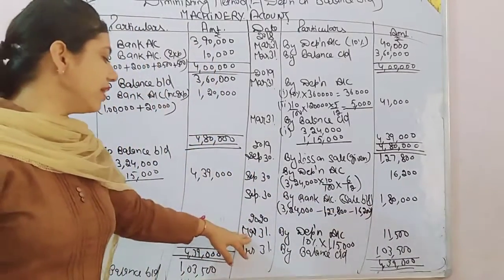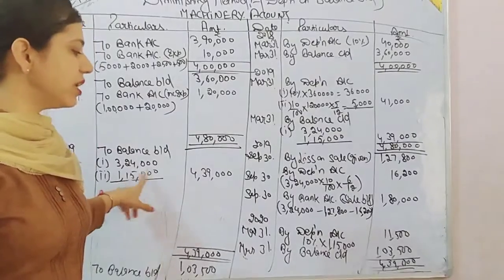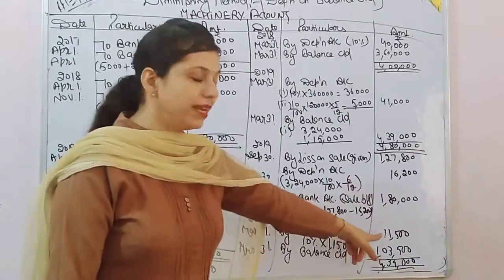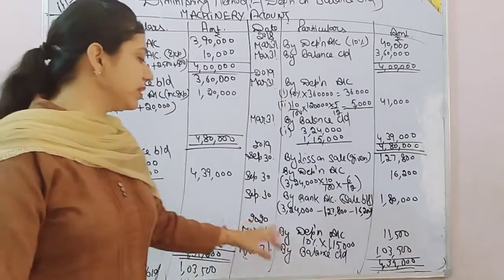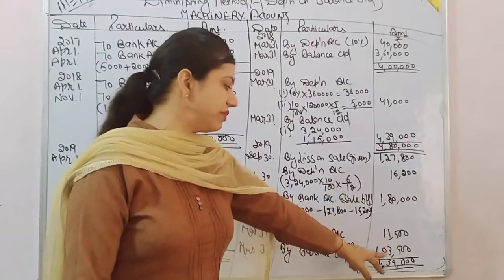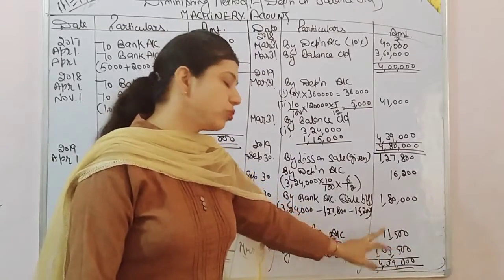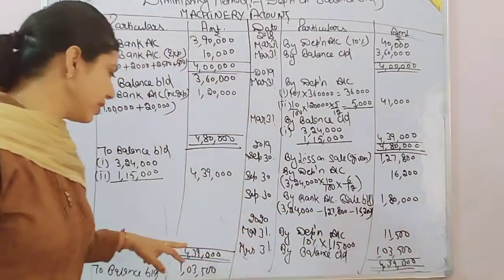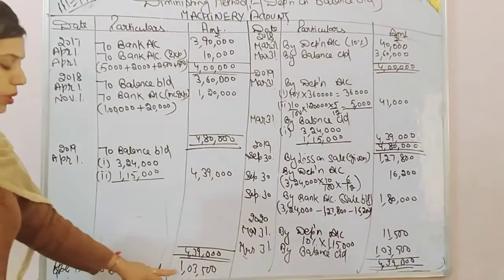And we have to charge depreciation on the remaining asset. 1,15,000, 10% is 11,500, and the balance is 1,15,000 minus 11,500, that is 1,03,500. This balance should be brought forward at the last. On 2020 April 1, the balance brought down.